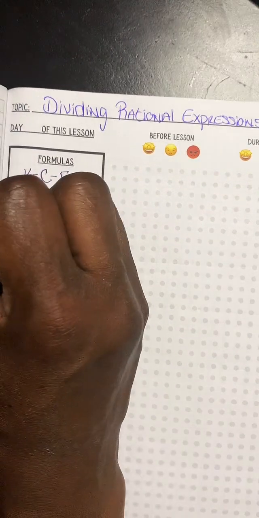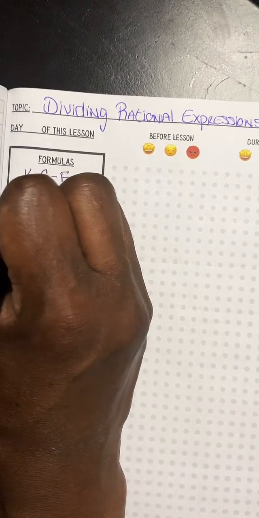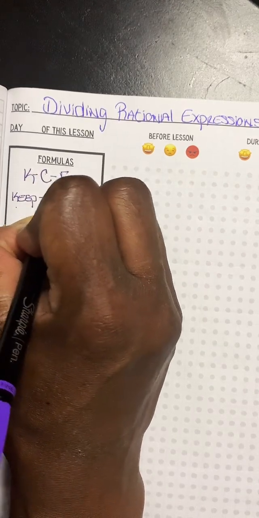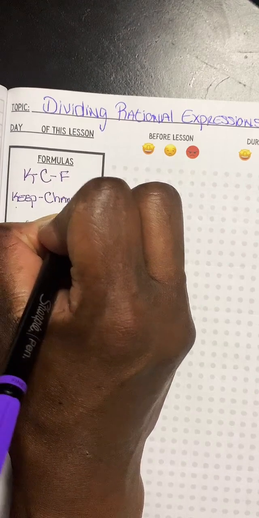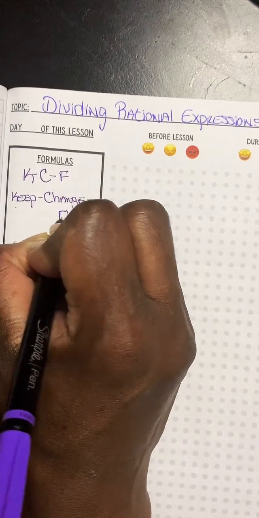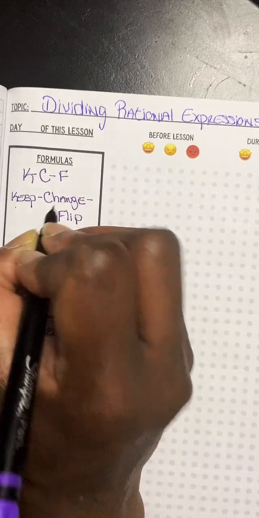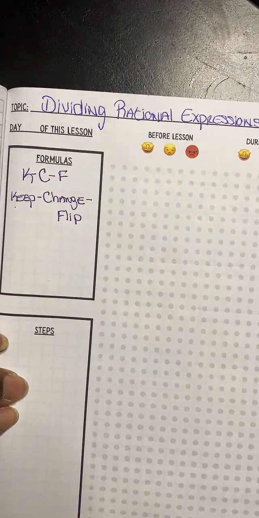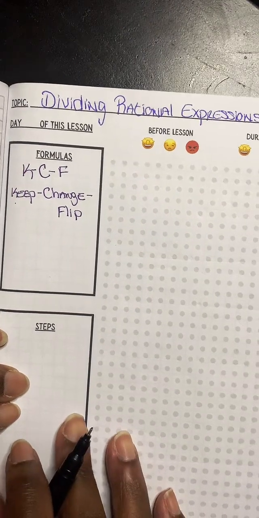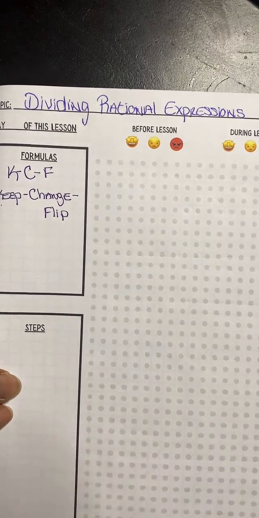KCF simply means keep, change, flip. Okay? So when you're dividing, you want to do keep, change, flip.